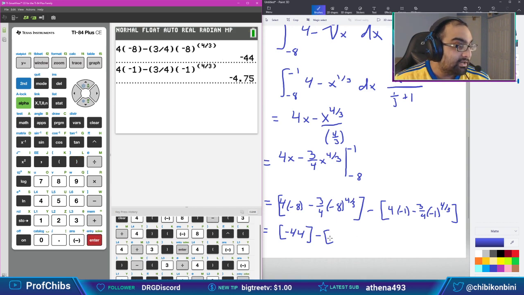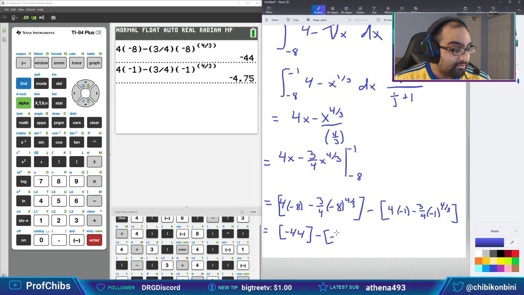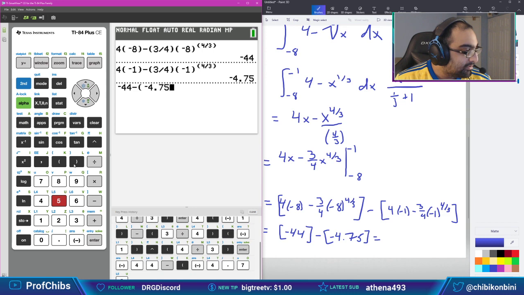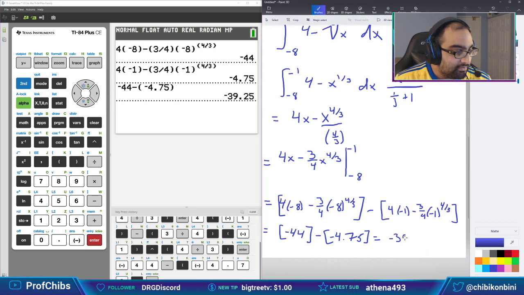And so here we get -4.75. We'll convert this into a fraction in just a second, but let's go ahead and subtract here. We get -44 minus -4.75. And so we get negative 39.25.